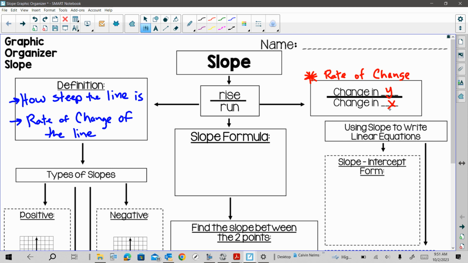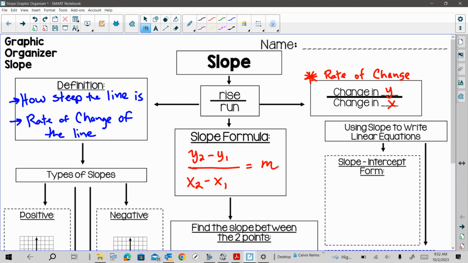So the slope formula is y2 minus y1 over x2 minus x1. This gives you our slope. And the m, the cursive m, is the symbol for slope. Okay? So we're going to ask you to find your slope or identify the slope from a graph, from 2 points, or from the equation.